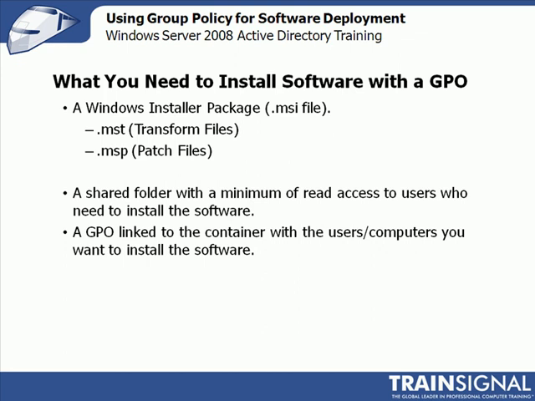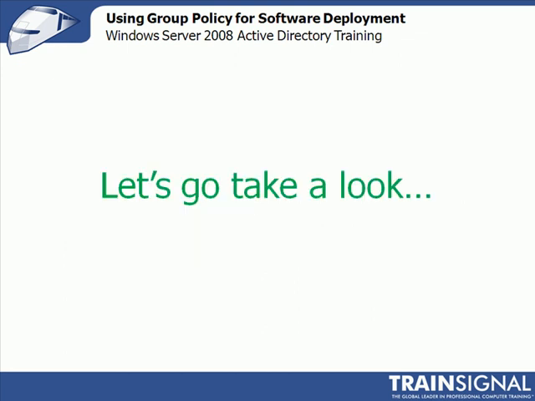Well, what we also need is a shared folder with a minimum of read access to users who need to install the software. Now, what are we going to put in that shared folder? Yep, you guessed it, the Windows installer package file. Okay, that's where we're going to put it. We have to have it out on our network where it's accessible to the users. And the last thing we need, well, we need the GPO itself. We need a GPO linked to the container with the users and or computers that you want to install the software. All right, why don't we pop over to the actual operating system so we can go in and see exactly how this all works.